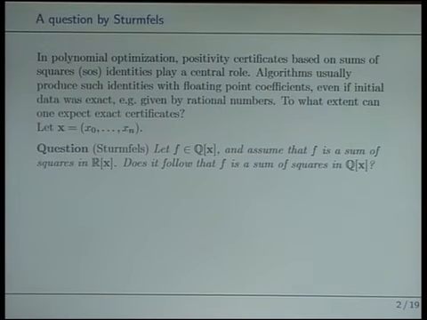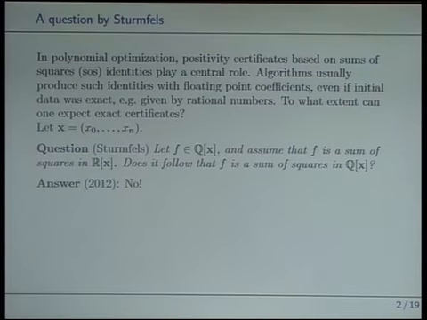Namely, we are given a multivariate polynomial with rational coefficients, and we assume it's a sum of squares of polynomials with real coefficients. Does it follow that it has a sum of squares expression with rational coefficients? And the answer is no. In this first part of my talk, I want to tell why, give an example, and discuss a little bit the background.